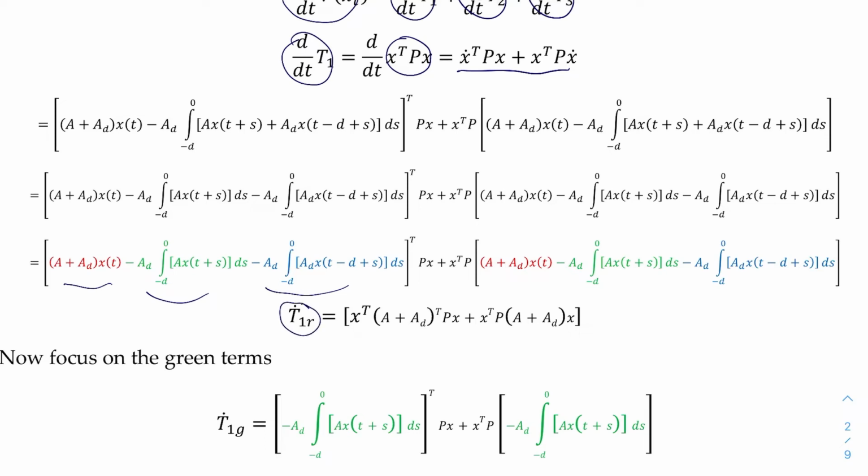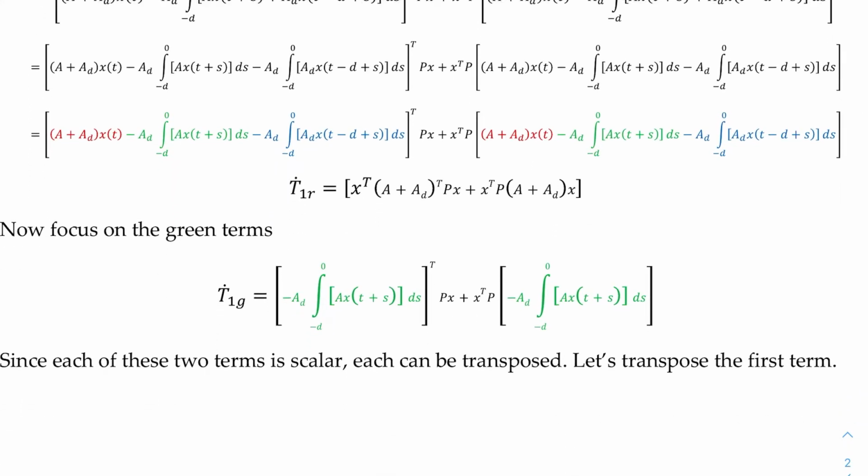So the red term, the time derivative of t1 red, is this term. Why is that the case? I mean, just look at that. And here we have a transpose that comes from that expression here, and also we have that expression, which also comes from that. So at least we got that red term down. So let's focus on the green term.